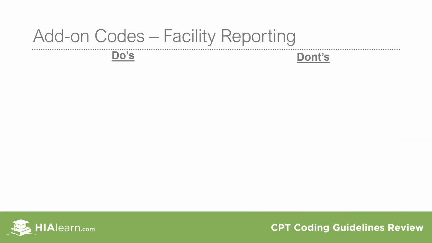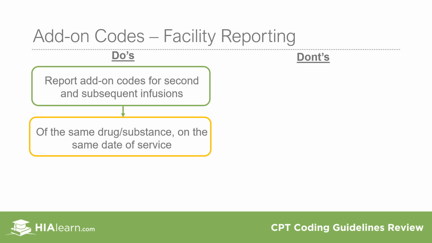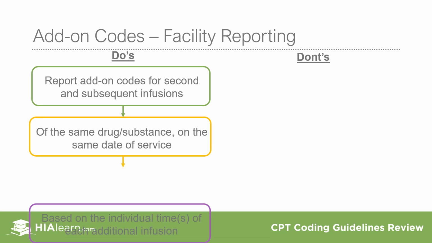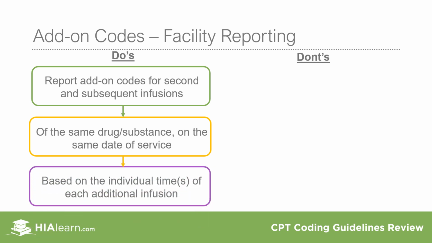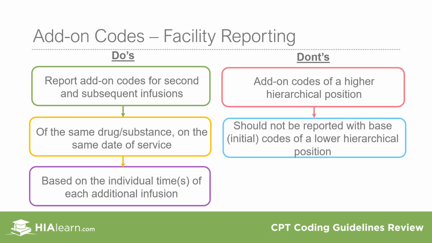When coding for a facility, report add-on codes for second and subsequent infusions of the same drug or substance on the same date of service based on the individual time of each additional infusion. For add-on codes, the guidelines assert that add-on codes of a higher hierarchical position should not be reported with base or initial codes of a lower hierarchical position. The guidelines also indicate that this direction supersedes parenthetical instructional notes.